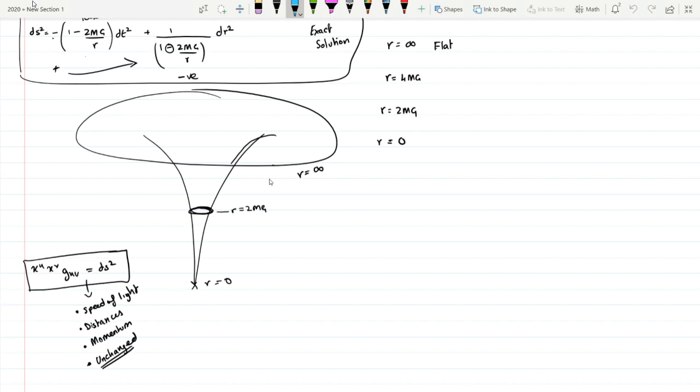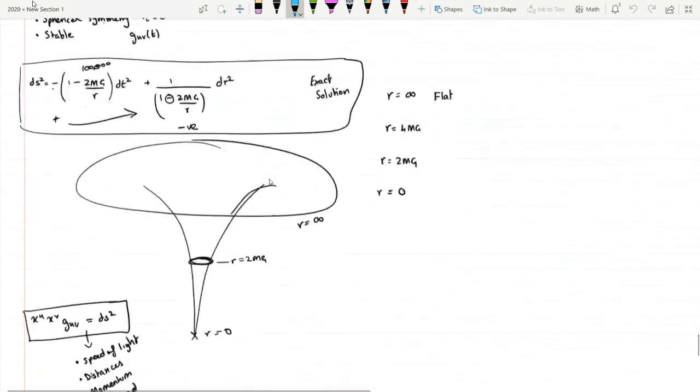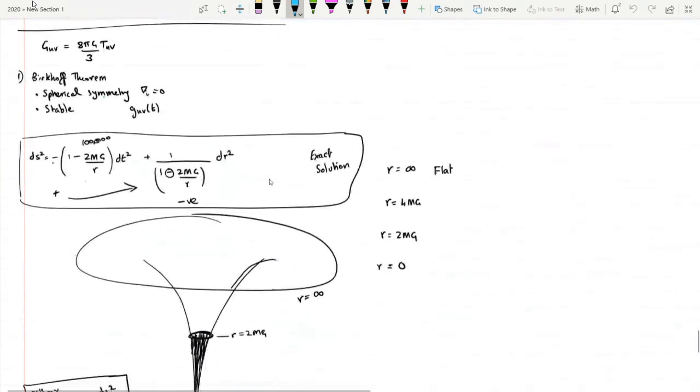But we've seen here that the moment you get anywhere close to this r is equal to 2 mg point, everything that we knew about special relativity and GR, everything breaks down. So that's why it's a scary, scary thing. Mathematically, you've seen it for yourselves now. This is what it is.